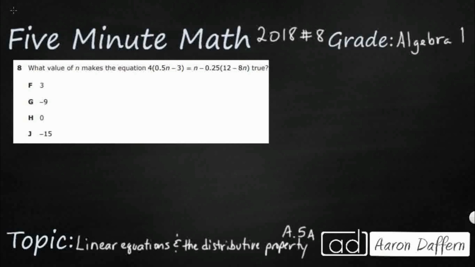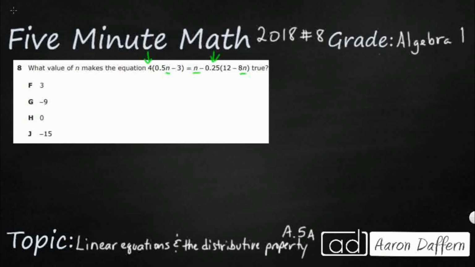So we're looking for the value of n that makes this equation true. Look where our n's are. We've got two n's over on the right side, one of them inside parentheses, and another n on the left side. So we are going to have to be moving them. But you notice we've got parentheses, with numbers multiplied on the outside, which means we are going to need to use the distributive property.